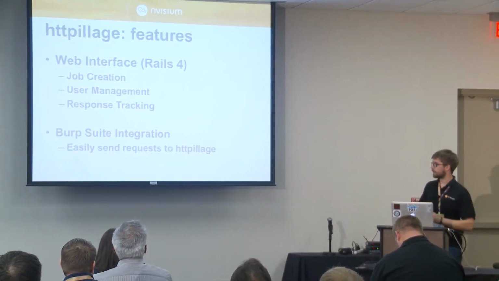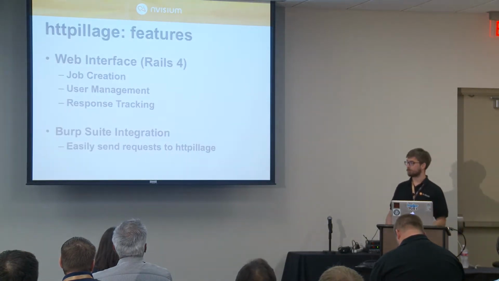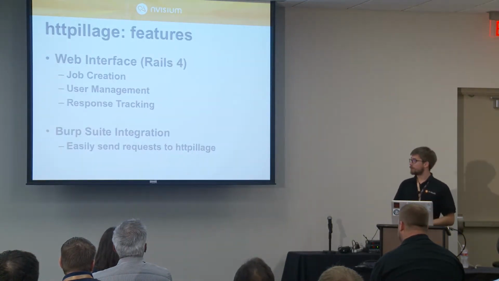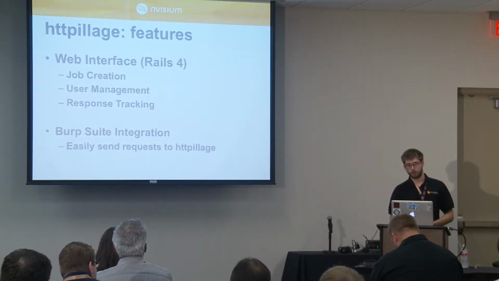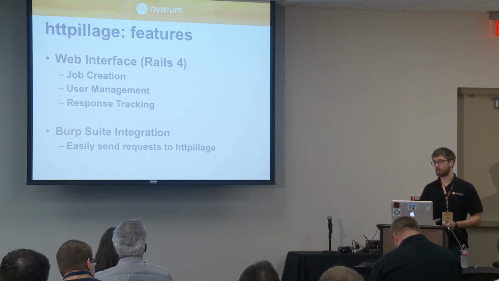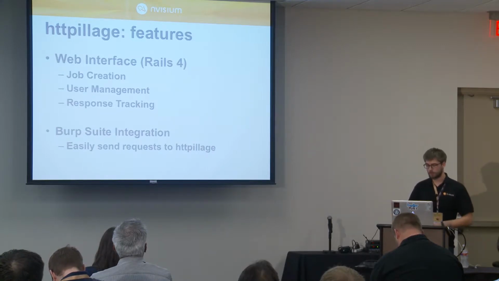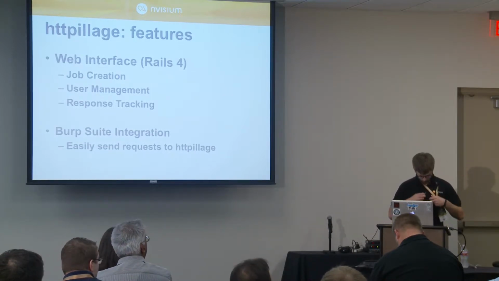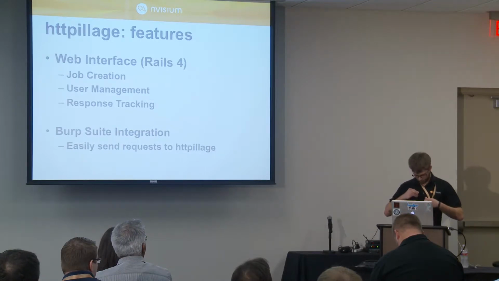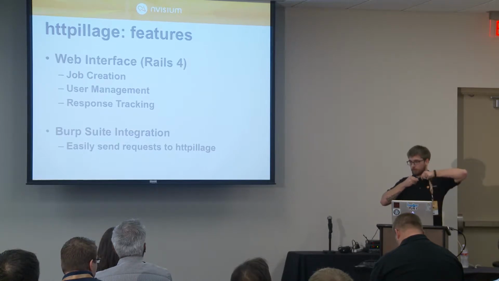Well, the reason I asked is, as you see here, Httpillage was written in Ruby and Rails. So it contains a web interface, and that web interface allows you to create what I call a job. So when you're attacking a server, you would do that via a job. And like I said, I'll demonstrate this. It has user management because obviously we want users. If we run a company, so if we have a consulting company like we do at Invisium, we have more than one employee, and we want to be able to control who has access to it.